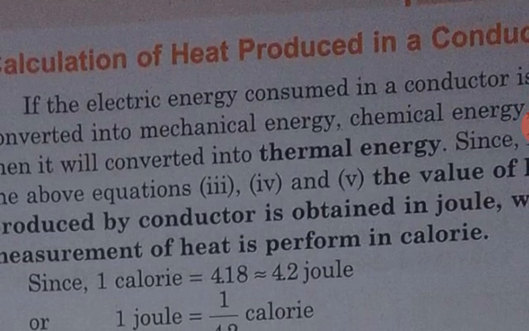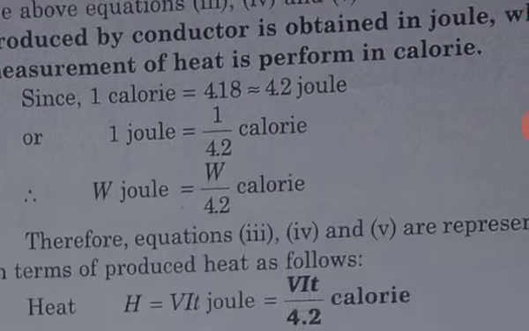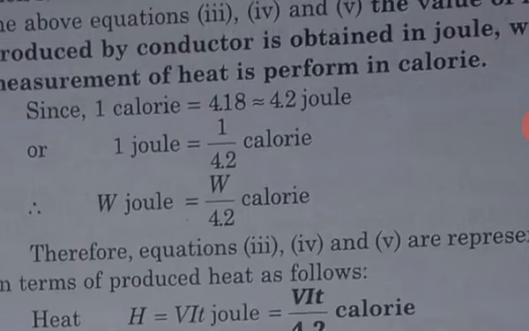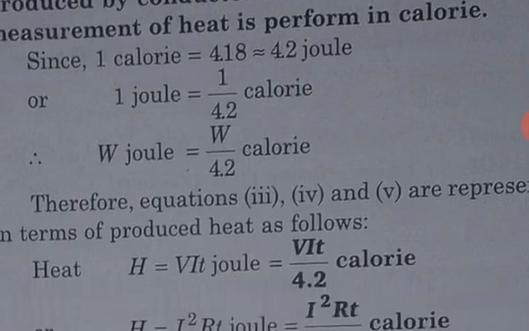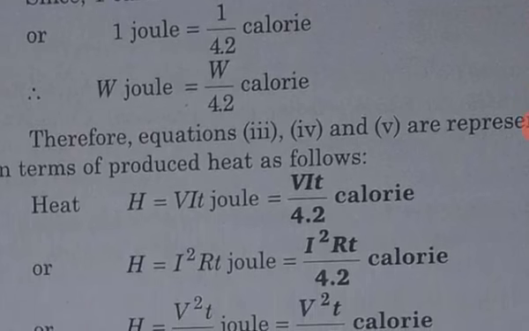Usually, heat energy is measured in calorie. If heat is measured in calories, then it can be converted into joule by the following relations. 1 calorie is equal to 4.2 joule approximately, or 1 joule is equal to 1 upon 4.2 calorie.